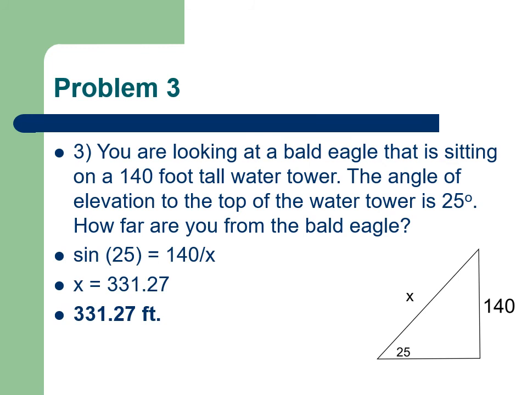And so the bald eagle's up at the top there. It's on top of that 140-foot tower. If you think of distance, it's going to be the shortest distance between 2 points. So it's from you on the ground up to the top there. So we're going to be solving for that hypotenuse. You've got the opposite side, so that's going to be sine. We get 331.27 feet.